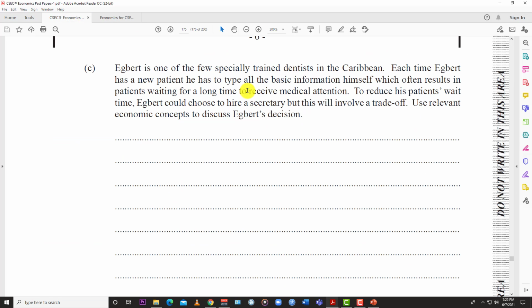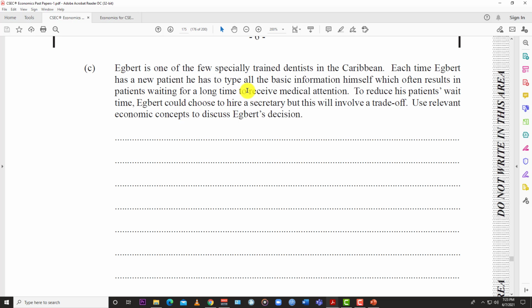So in this case, Egbert can choose between hiring a secretary that would save him some time, or keeping that money that he would pay the secretary, but allowing the patients to wait extra time. So that's a trade-off right there. It's either you do all the work and keep the patients waiting, or you pay a secretary, lose that money that would go towards the secretary, but the patients get attended to in a timely manner. So that's a trade-off right there. Alright, so that's the opportunity cost.